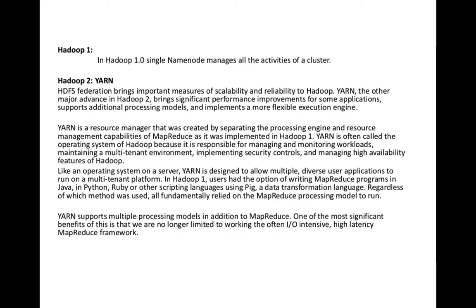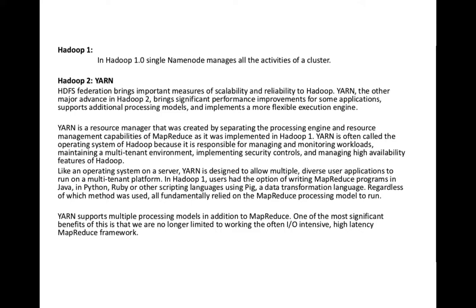YARN is often also called the operating system of Hadoop because it is responsible for managing and monitoring workloads, maintaining a multi-tenant environment, implementing security controls, and managing high availability features of Hadoop. Like an operating system on a server, YARN is designed to allow multiple diverse user applications to run on a multi-tenant platform. In Hadoop 1.0, the user had the option of writing a MapReduce program in Java, in Python, or the language of their choice, a data transformation language, and it was converted into a MapReduce program before being submitted to the job tracker.